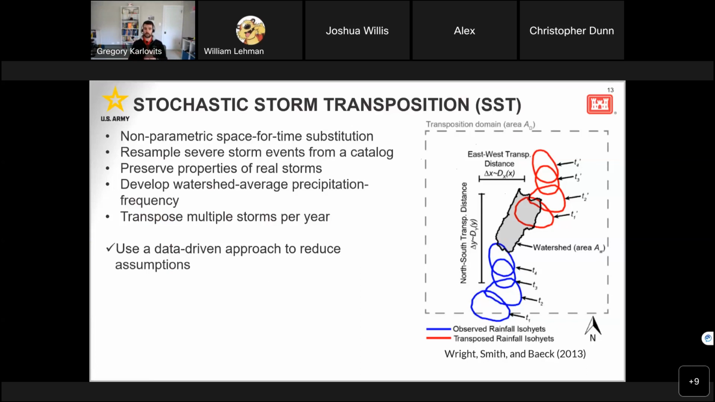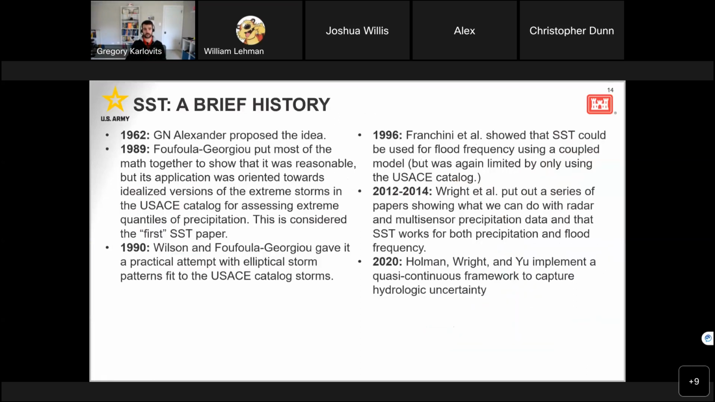But the great part about all of this is at no point have I done any analysis to fit a probability distribution to this data. I've not reduced any of these observed storm events down in any sort of way to generalize them. What I'm doing is trying to preserve the real space-time properties of these storm events so that I can then turn it around and say, okay, if I move these storm events around in this homogeneous domain, what does the variability of precipitation look like in my target watershed? And that's how this whole process works.